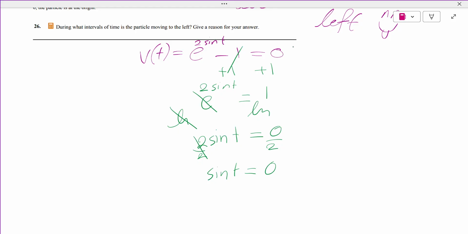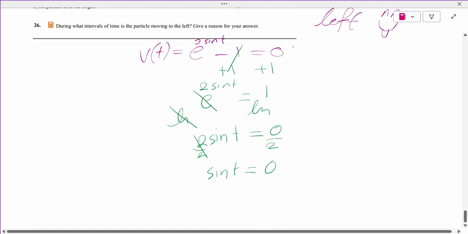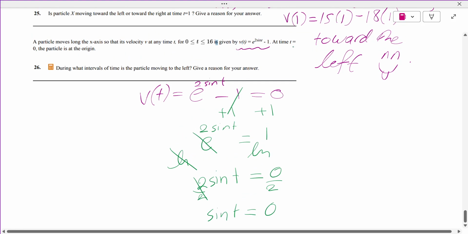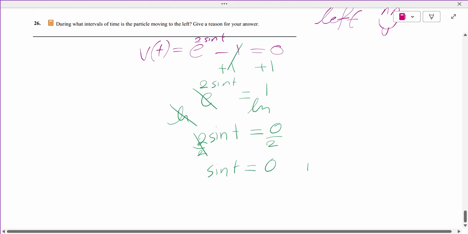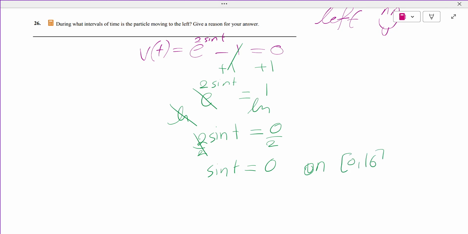The interval we are interested in is from 0 to 16. On this interval, the t values will be what? Sine of pi is 0, sine of 2 pi is 0, sine of 3 pi is 0, sine of 4 pi is 0, sine of 5 pi is 0. But if you go for sine of 6 pi, it will be more than 16, right? So we'll stop at 5 pi.